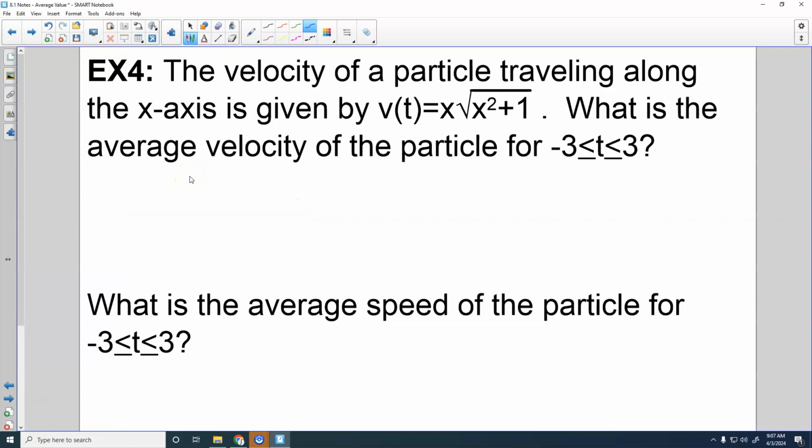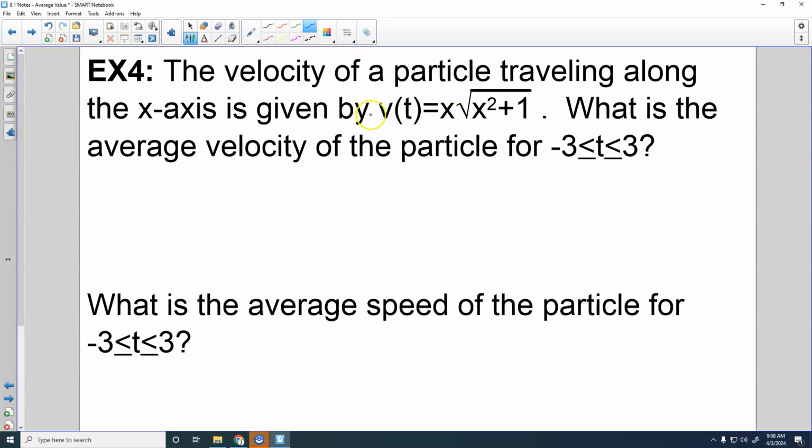The velocity of a particle traveling along the x-axis is given by v of t equals x times the square root of x squared plus 1. What is the average velocity of the particle for negative 3 less than or equal to t less than or equal to 3?